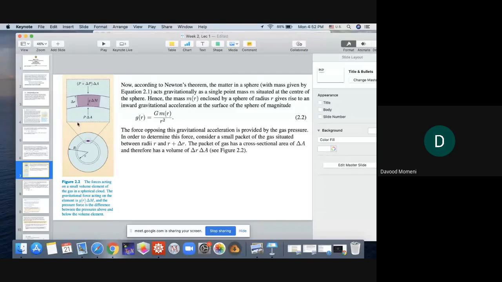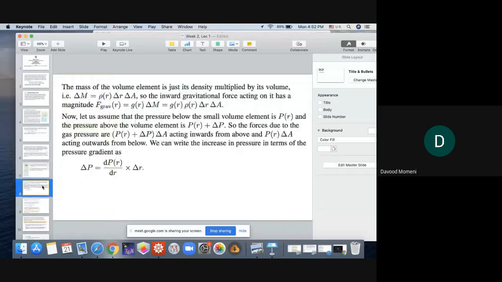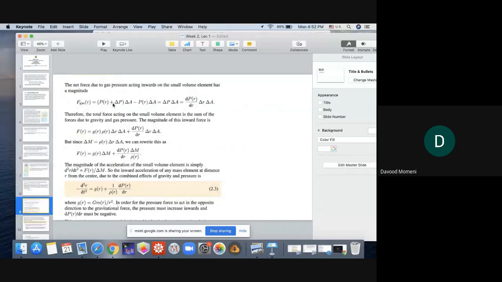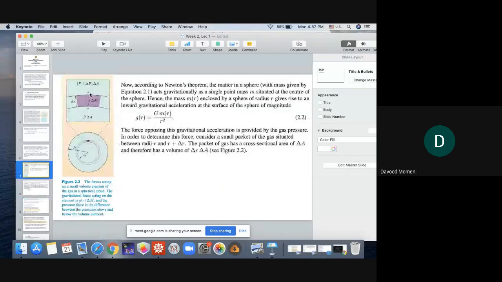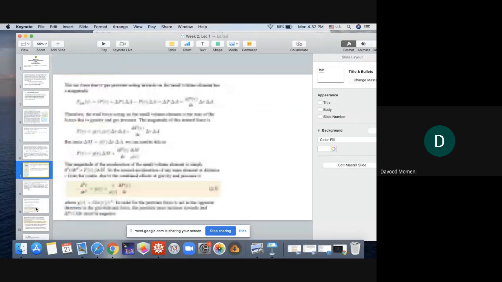Area is A here. So just writing the force with the upper level. In the upper level, you have a pressure which is a little bit more than the lower, and down below you have just P. So if you write (P plus delta P) delta A, this is the force that came from the upper layer, and minus P delta A, this is the force which came from lower. If you subtract them, you get delta P delta A.